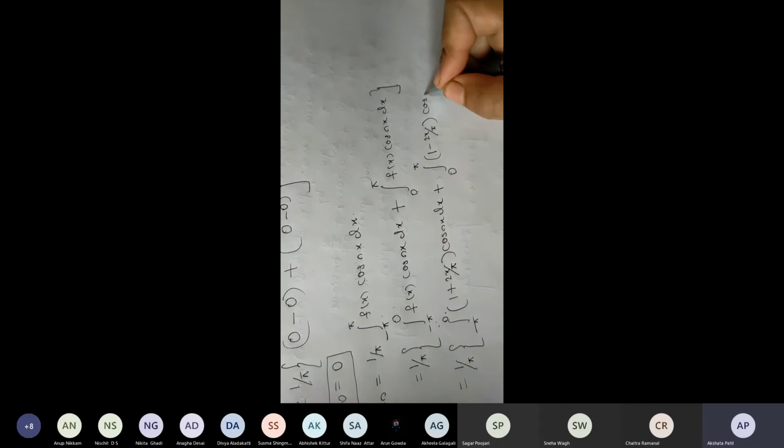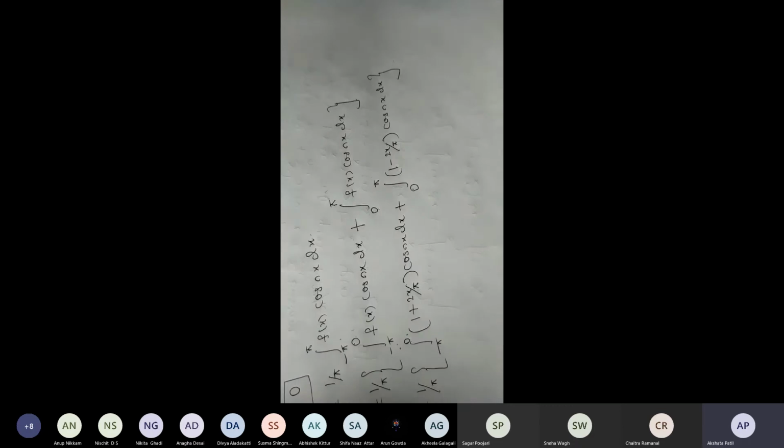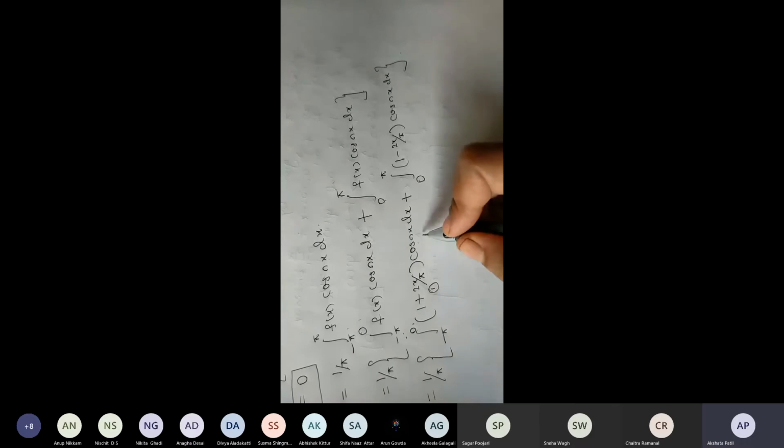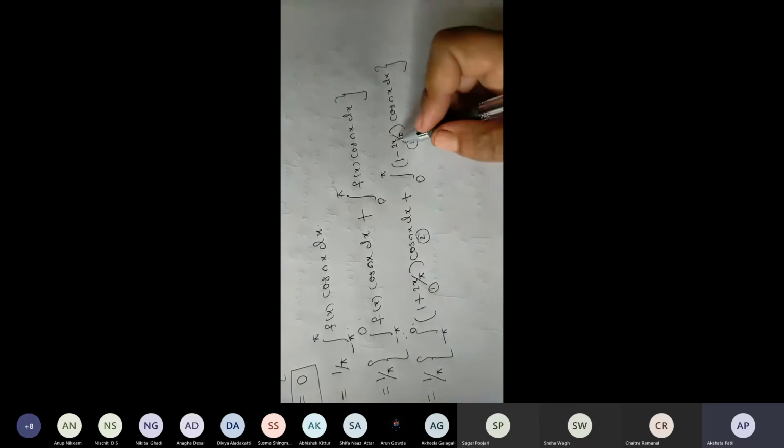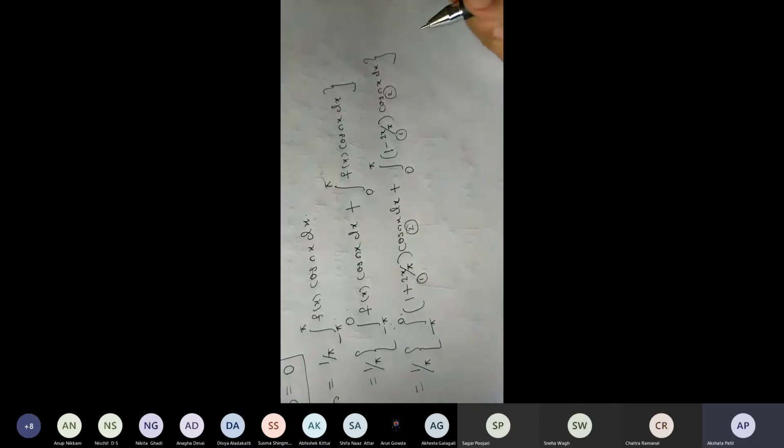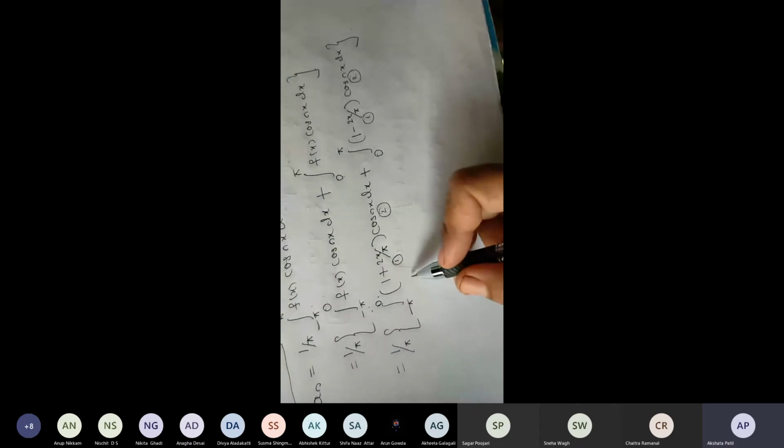So here let us put the f of x values. What have they given? The first function is 1 plus 2x by pi. Write it down here: cos nx dx, plus integration from 0 to pi of 1 minus 2x by pi cos nx dx. Close the flower bracket. Now here you just apply Bernoulli's rule, because a cos term is there. Consider this a first term and second term, and again this a first term and second term. So apply Bernoulli's rule to each of the integrals.